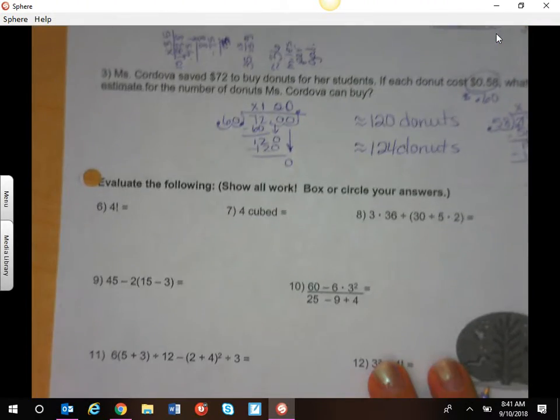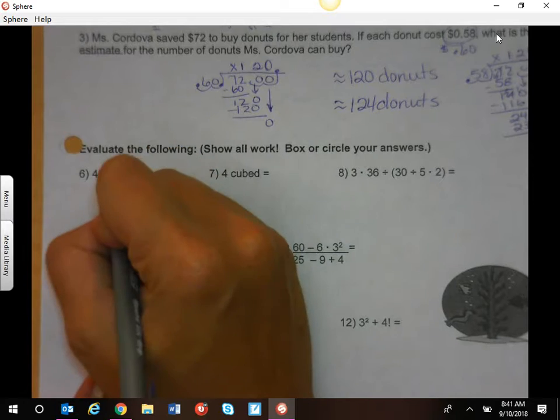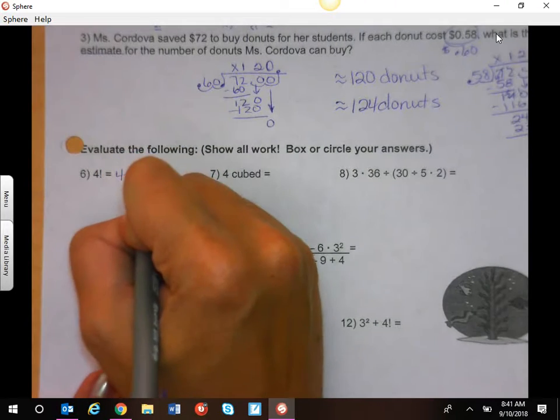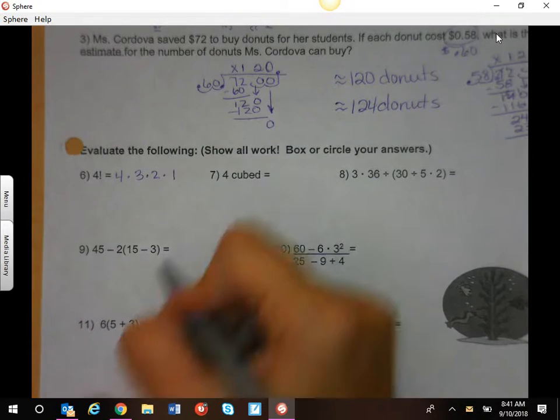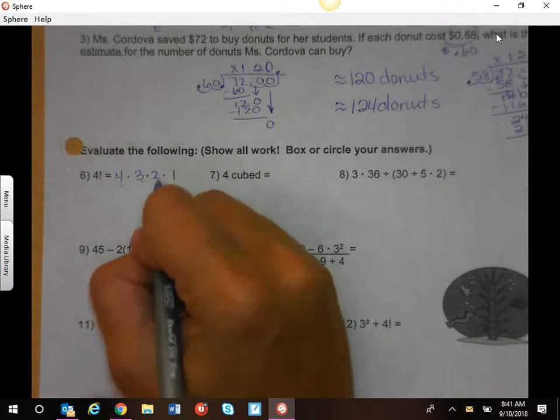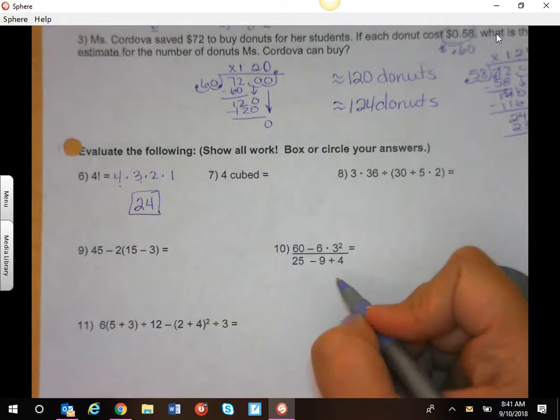Then we had a factorial problem. We talked about this after we did exponents. It's probably on the second page of your journal. And we said factorial meant take that number times every number after it. So 4 times 3 times 2 times 1. 4 times 3 is 12. Times 2 is 24.